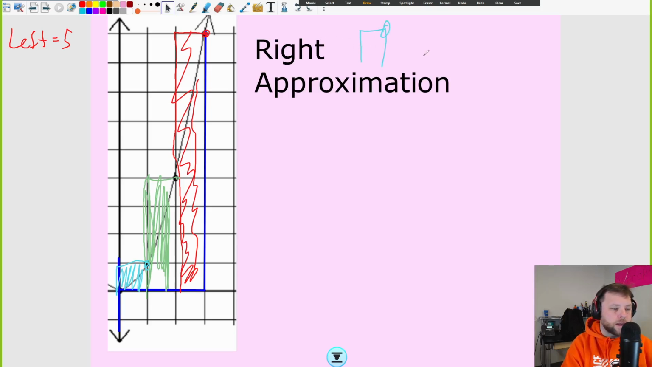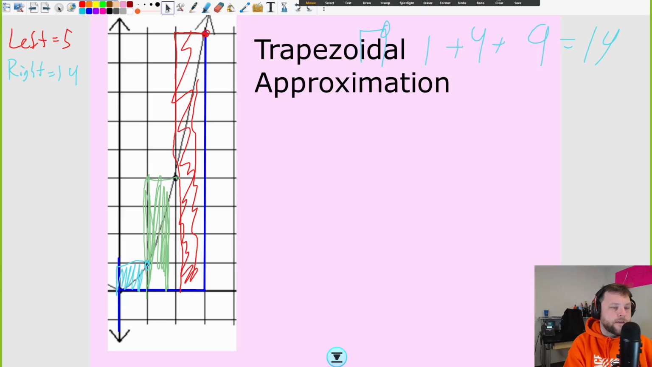So this is going to be for my right-hand approximation. Again, you're off the right-hand corner. It's going to be 1 plus 4 for this one, and this is 4, 5, 6, 7, 8, 9 for this one. So that's going to equal 14. So I'm going to save that. Right equals 14. All right, let's try a different one. Let's try trapezoidal approximations here, right?